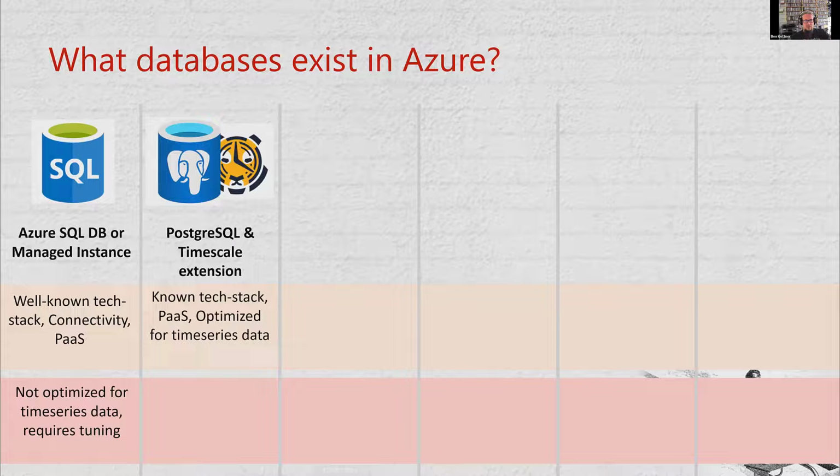The good thing is it might not be as well known in the Microsoft community as SQL Server or Azure SQL or Managed Instance, but it's still a fairly well-known tech stack. It's available as a platform service on Azure, and the timescale extension is also available on those platform services. So you can activate it by a few clicks. And the good thing is with the timescale extension, Postgres is optimized for time series data, so you won't need to do much more tuning on your database than just set it up and enable that extension.